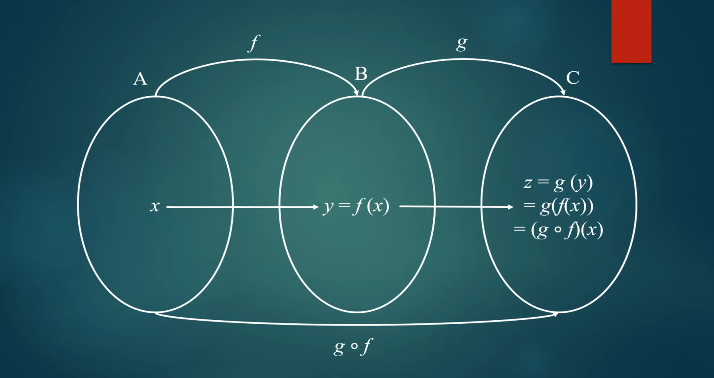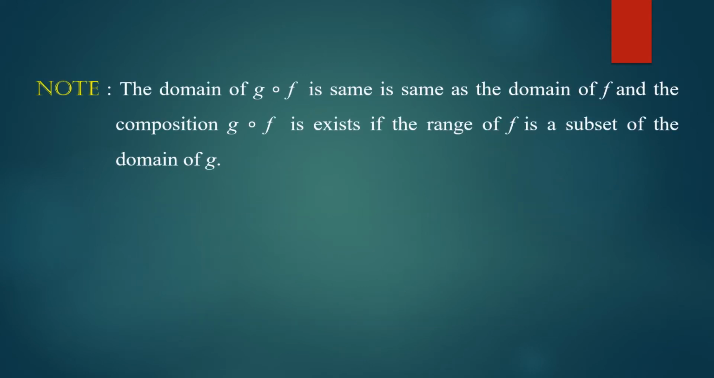And now you see one note here. Already I told you that the domain of g∘f is the same as the domain of f. You see the figure, the oval diagram. The domain of g∘f was A, and the domain of f is also A. And here you see the composition g∘f exists when and only when the range of f is a subset of the domain of g. This is the condition to get the composition g∘f.